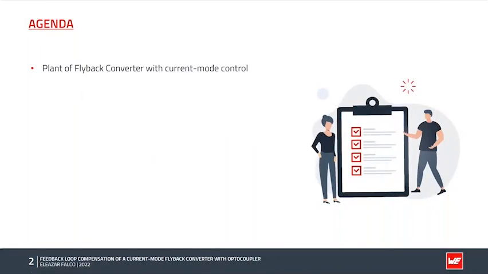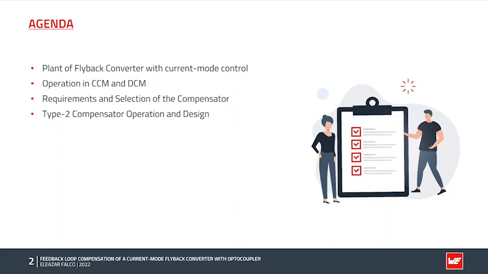In today's webinar, we will start by studying the characteristics of the plant, also known as control to output transfer function of the flyback converter with peak current mode control, and for operation in both continuous conduction mode, CCM, and discontinuous conduction mode, DCM. Based on the plant characteristics, we will set the requirements for the compensator and select a compensator type. For the design shown in this webinar, we will select an optocoupler-based Type 2 compensator, and we will learn its principle of operation and go through the circuit design steps.